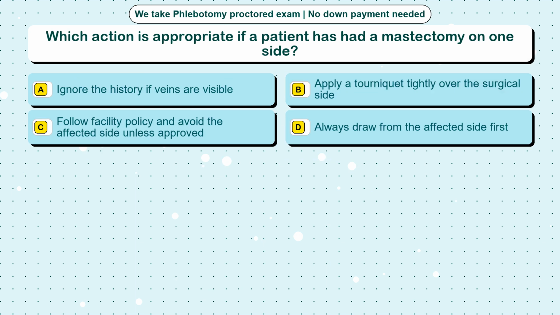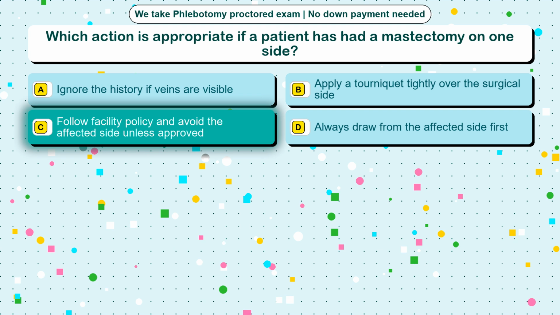Question 89. Which action is appropriate if a patient has had a mastectomy on one side? Option A, ignore the history if veins are visible. Option B, apply a tourniquet tightly over the surgical side. Option C, follow facility policy and avoid the affected side unless approved. Option D, always draw from the affected side first.